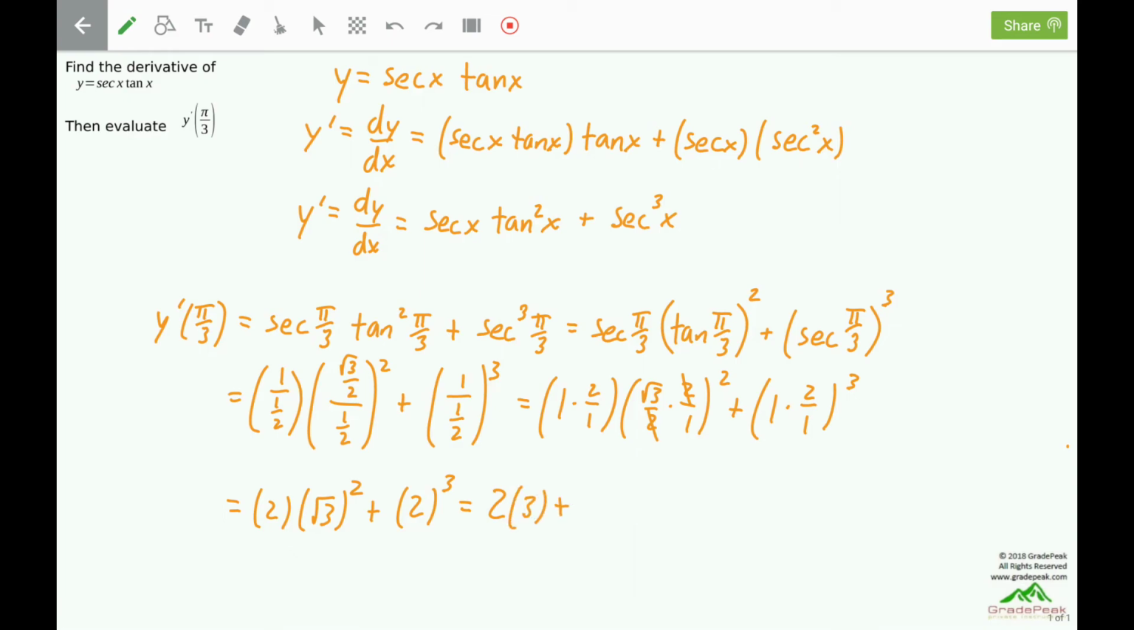2 times 3 plus 2 cubed. 2 times 2 times another 2 is an 8. 2 times 3 is 6. 6 plus 8. And we end up with 14.